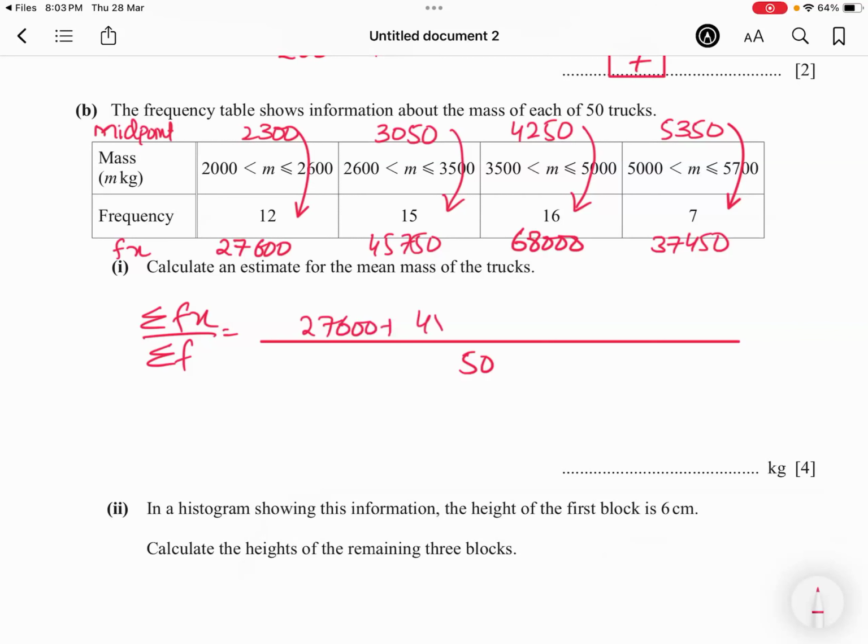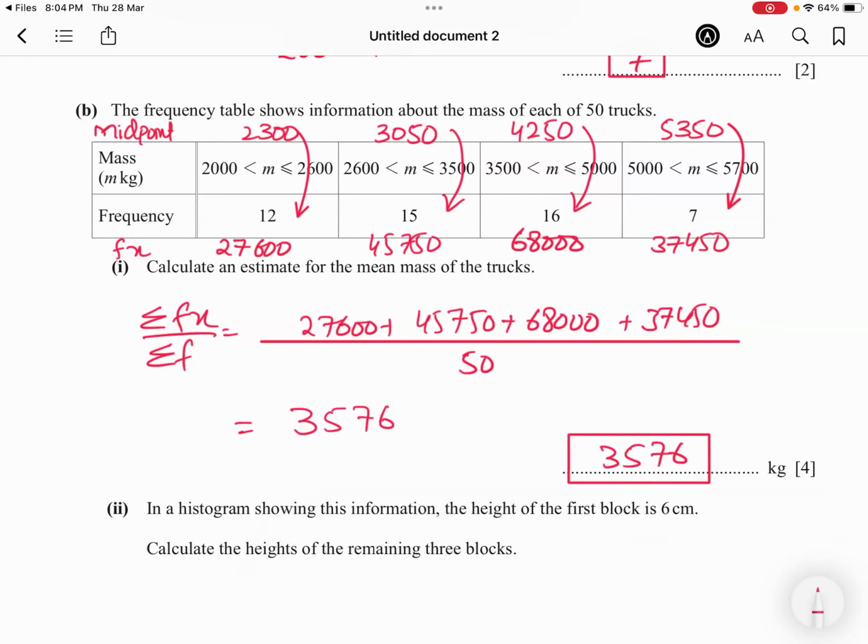27,600 plus 45750 plus 68,000 plus 37450. So what is the answer? 3576. 3576 is the mean of this data.